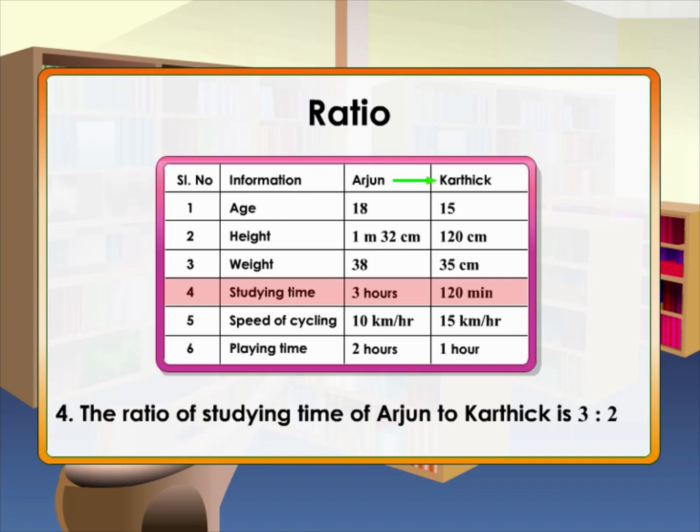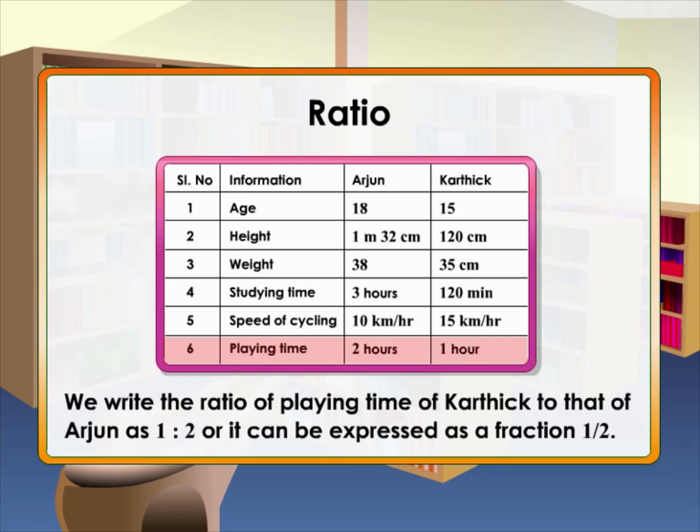Since the conversion of 120 minutes is 2 hours. From the above table, we see that the playing time of Karthik is half that of Arjun. We write the ratio of playing time of Karthik to that of Arjun as 1:2, or it can be expressed as a fraction of 1 by 2.